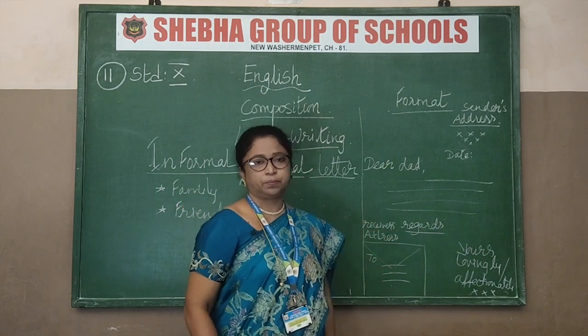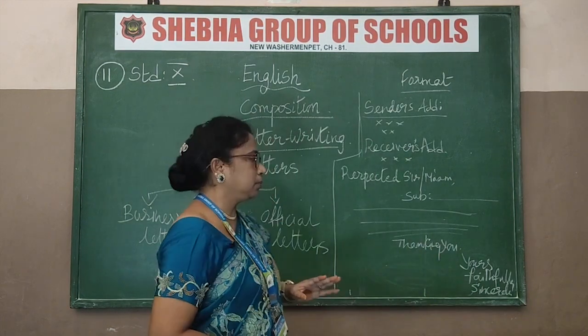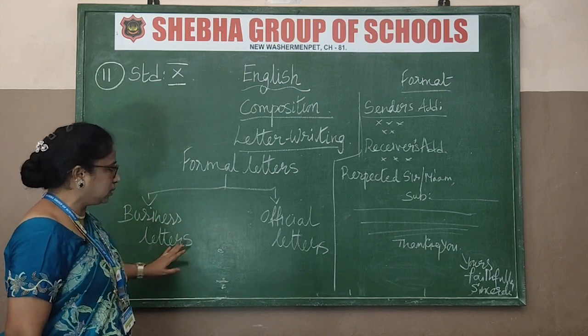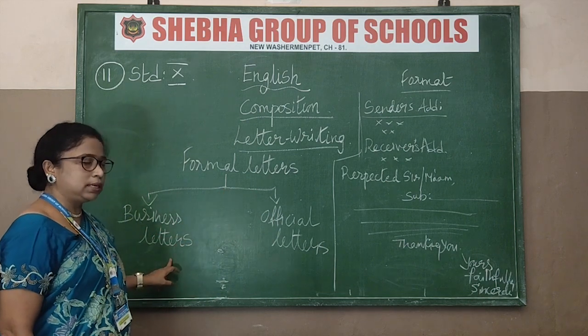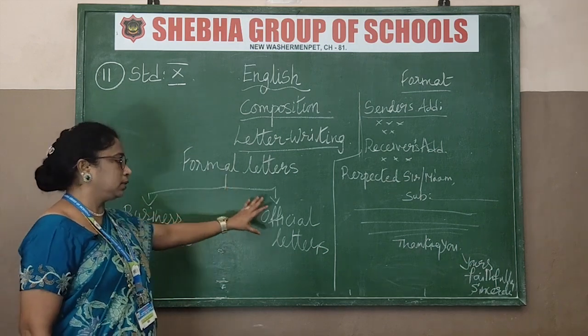Got it now? Okay, now I will explain about formal letters. Look at the board. Formal letters are divided into business letters and official letters. Now I will tell you what comes under business and what comes under official.